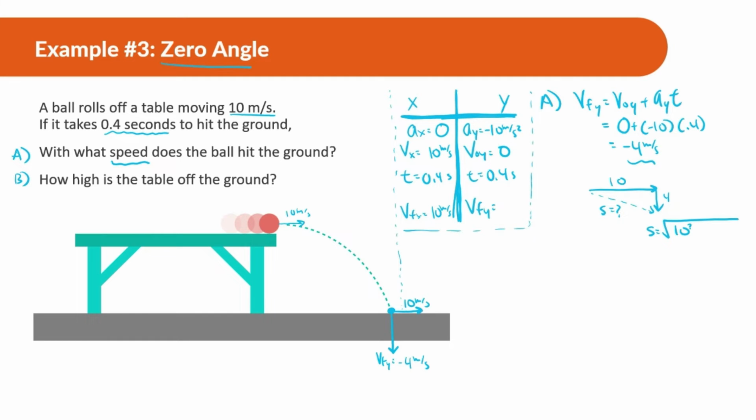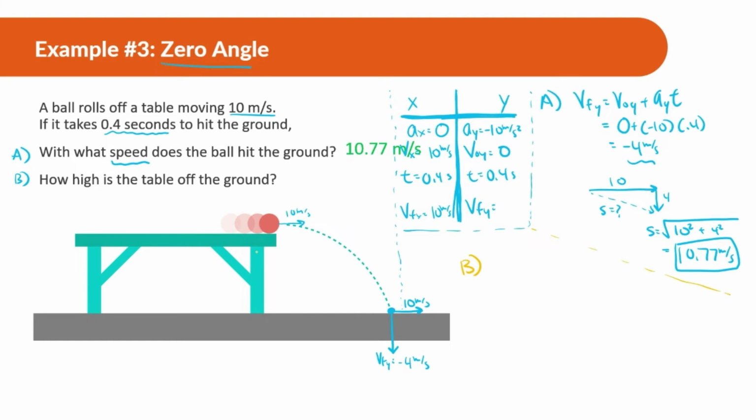Square root of 10 squared plus 4 squared. Let me figure that out in the calculator. You get 10.77 meters per second. Okay. All right, let me change colors for part B. Okay, so that was part A. Now let's do part B.